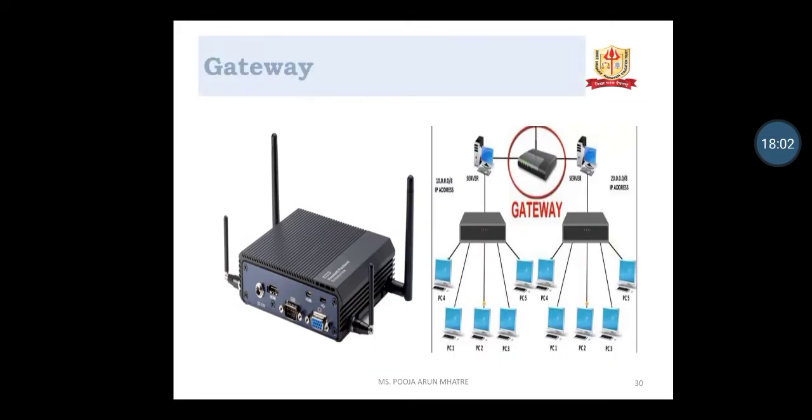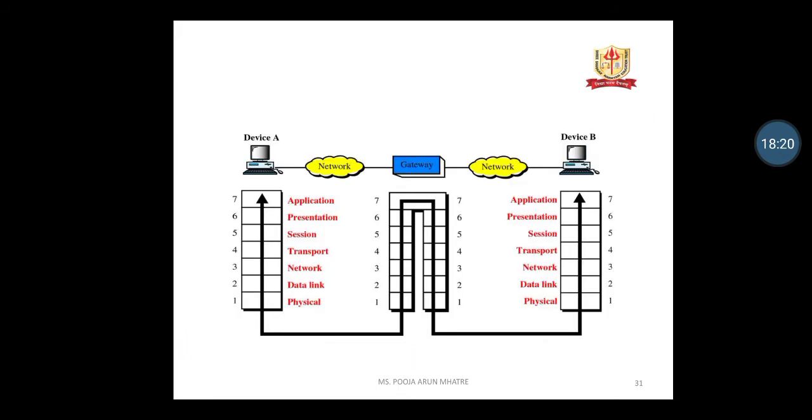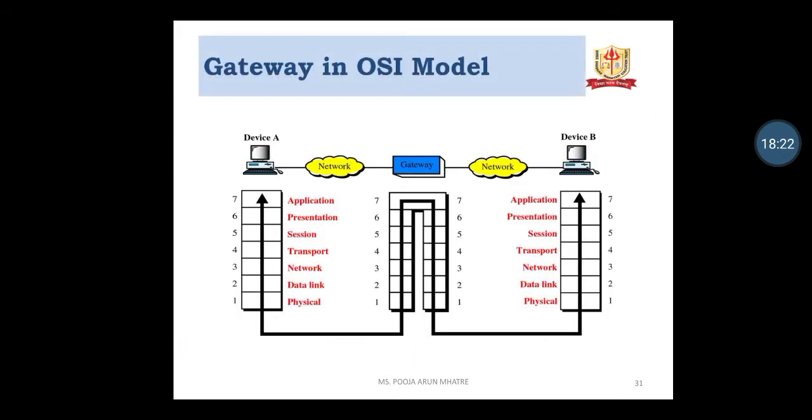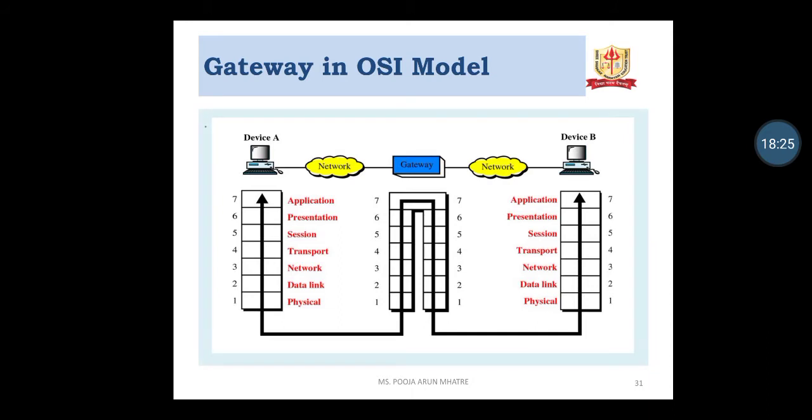The diagram showing the gateway. The first diagram is the model, that is the hardware device of a gateway, and the second diagram shows the connection of the computers and the server connected by the gateway. Here the diagram shows the position of the gateway in the OSI model. The position of the gateway in the OSI model is in the application layer.